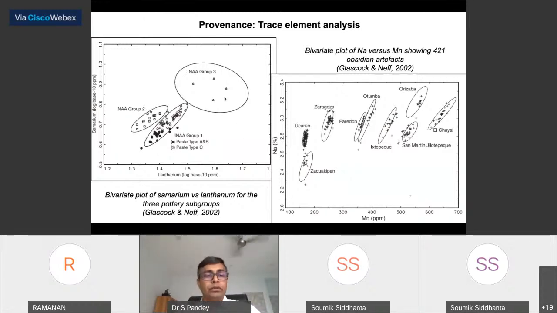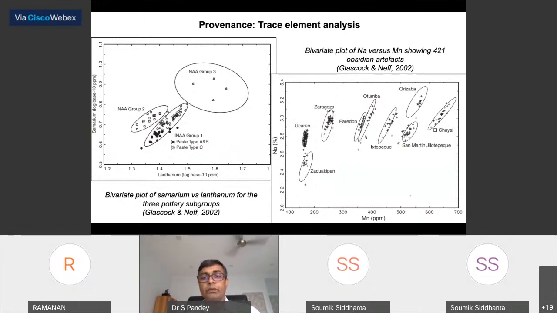Right. So you can clearly see that there are three different groups of artifacts. These are potteries which were studied using samarium and lanthanum trace elements in the pottery, and you can see that there are three distinct groups forming, which indicate that these three types of pottery came from three different sources of ore or the soil.